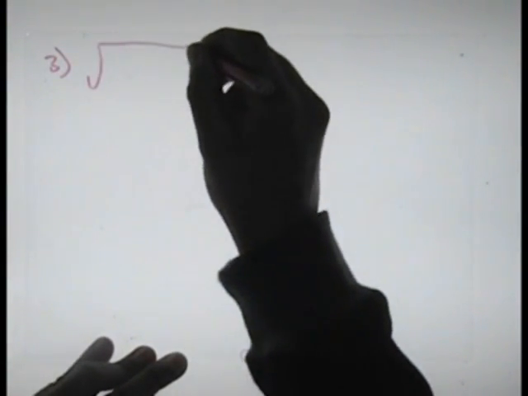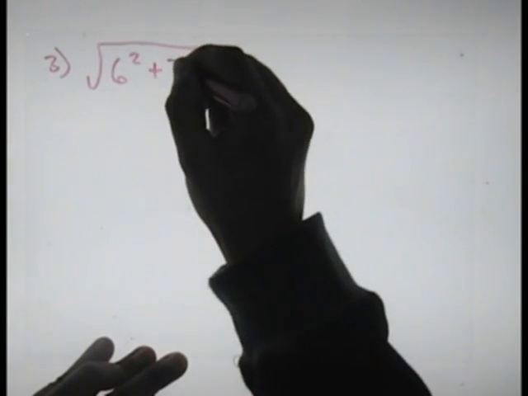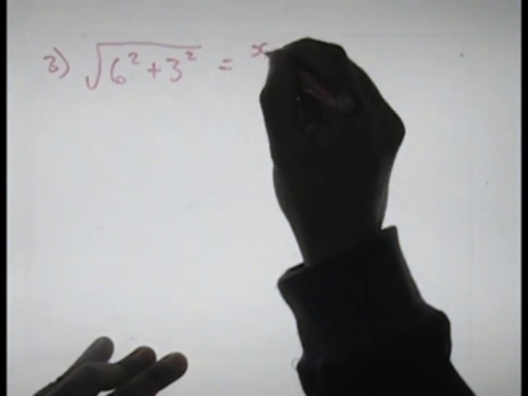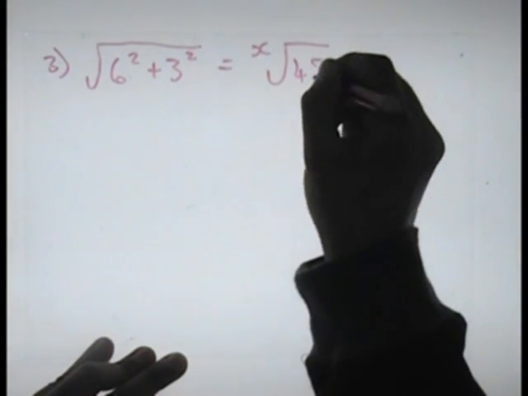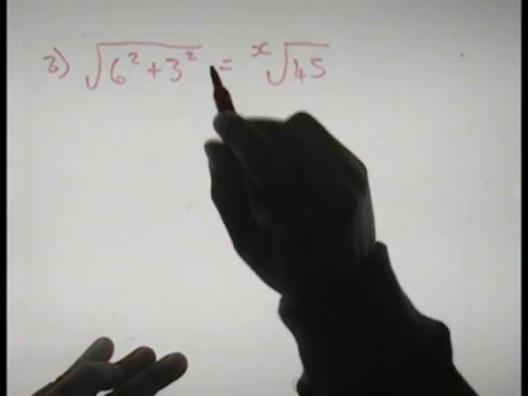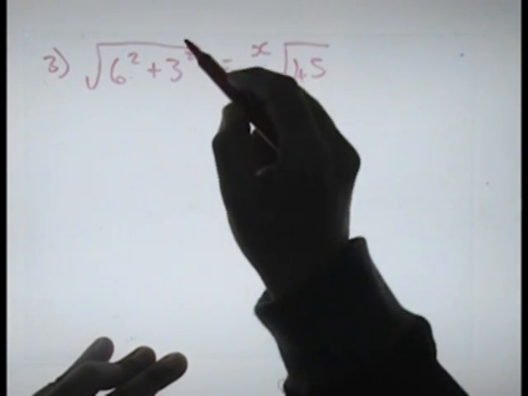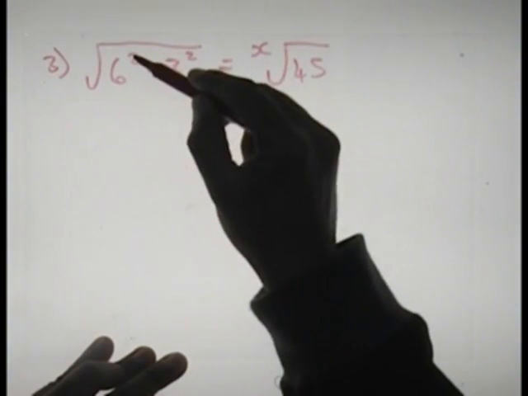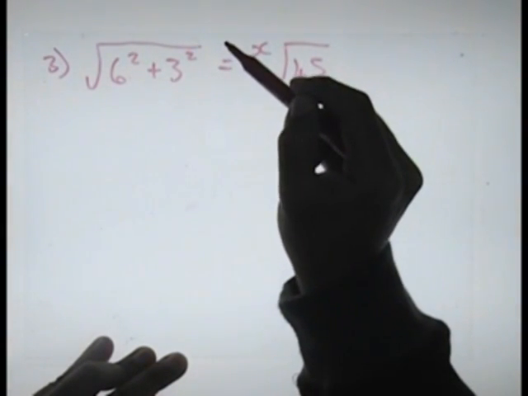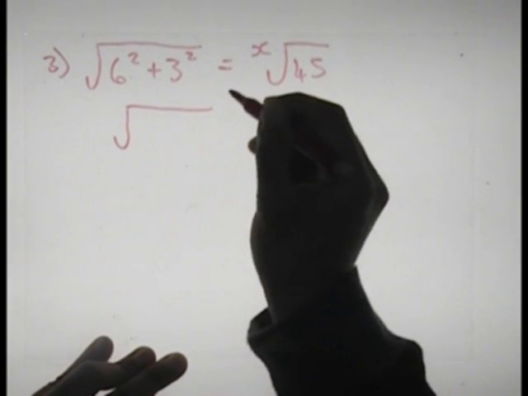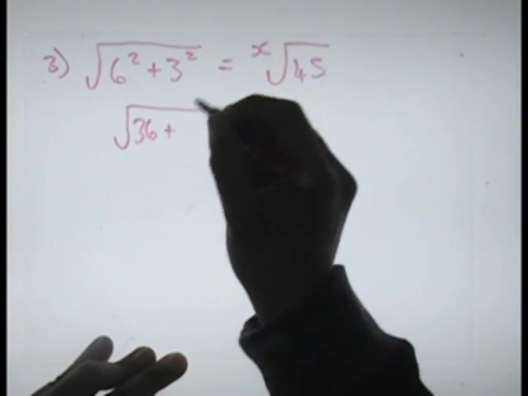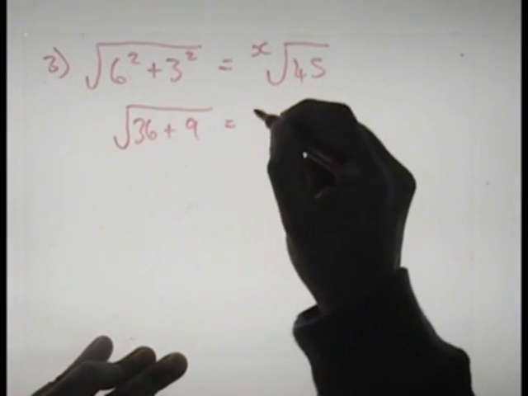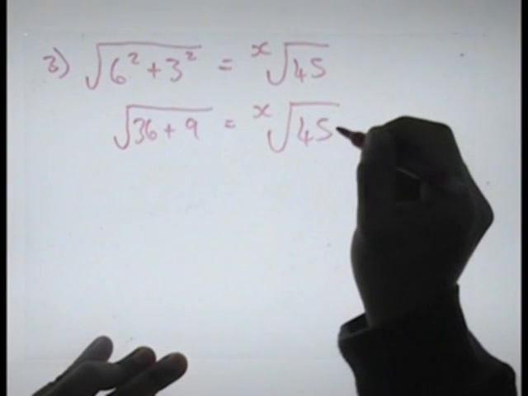The third one that we had to do read square root of 6 squared plus 3 squared is equal to the x root of 45. Now, warning, just because that's squared and we're looking for the square root of it doesn't mean that it immediately cancels because of this plus sign. I'm going to leave the square root there. 6 squared is 36 plus 3 squared is 9 is equal to the x root of 45.